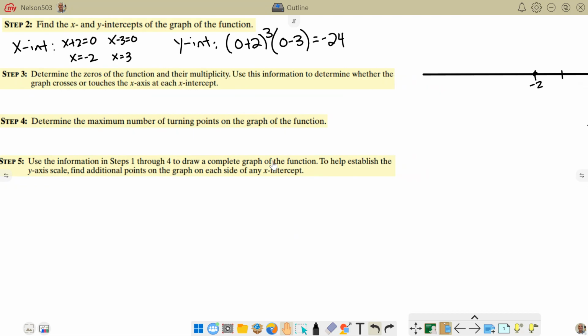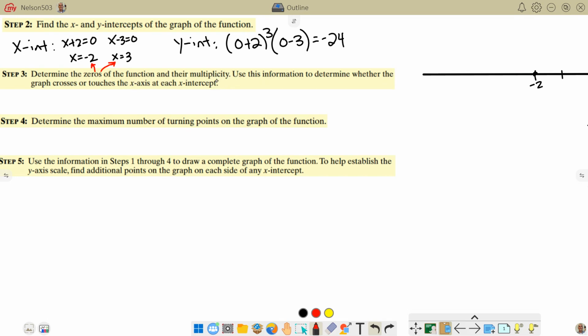It says determine the zeros of the function and their multiplicity. Now, it's kind of weird because an x-intercept is the same thing as the zeros. So let me make a little note of that. It's kind of weird that the author says find the zeros because we've already done that work. It's right up there, right? So there are my two zeros.